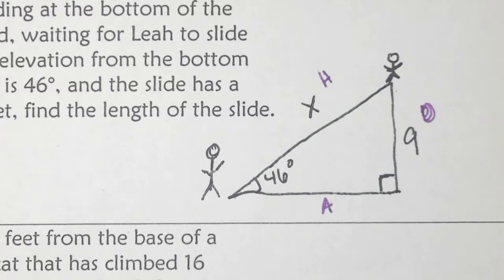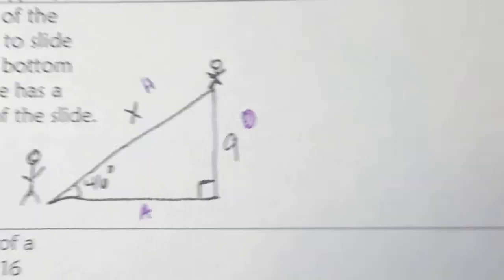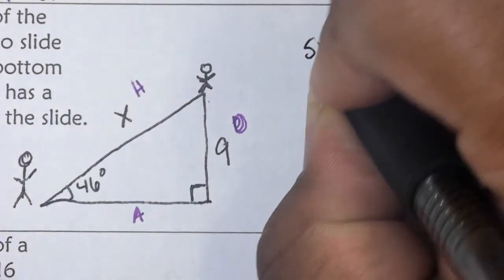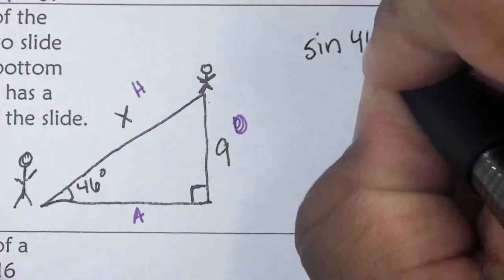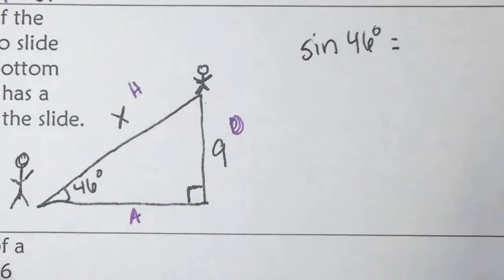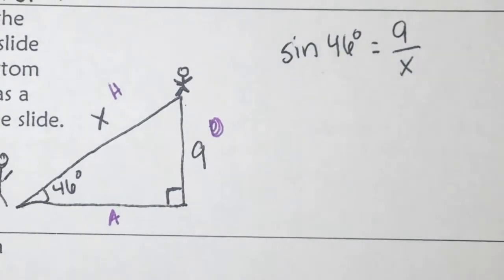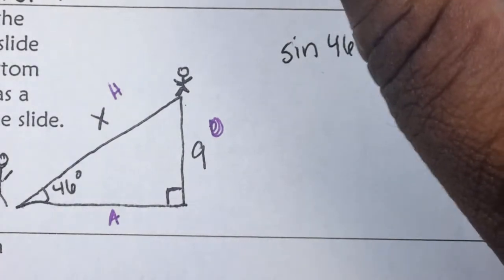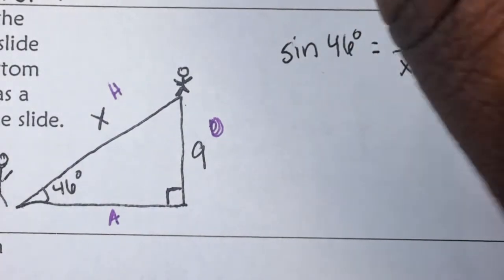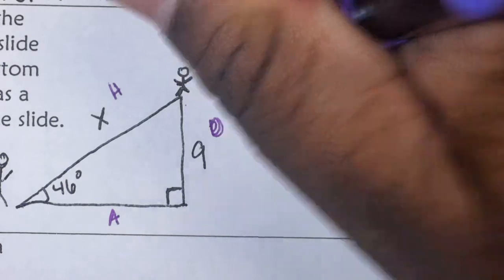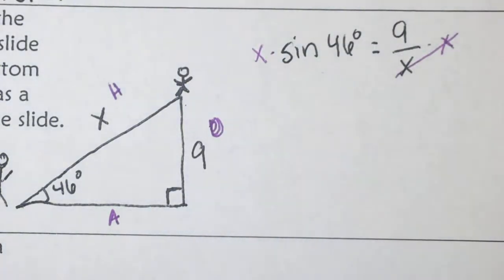Sorry, opposite. Wait, hold on. Sine. Yeah, we're using sine, Devin. Sine of what degrees? 46. Okay. And it's 9 over X. And then we solve. We know how to do that, though. Kim, this is one where X is on the bottom.